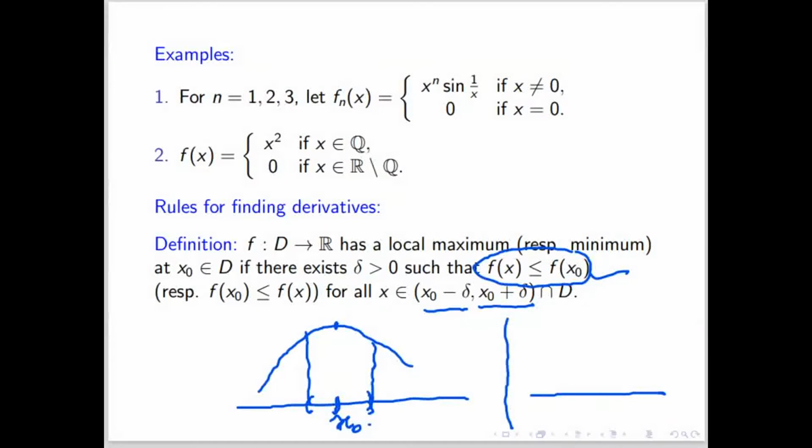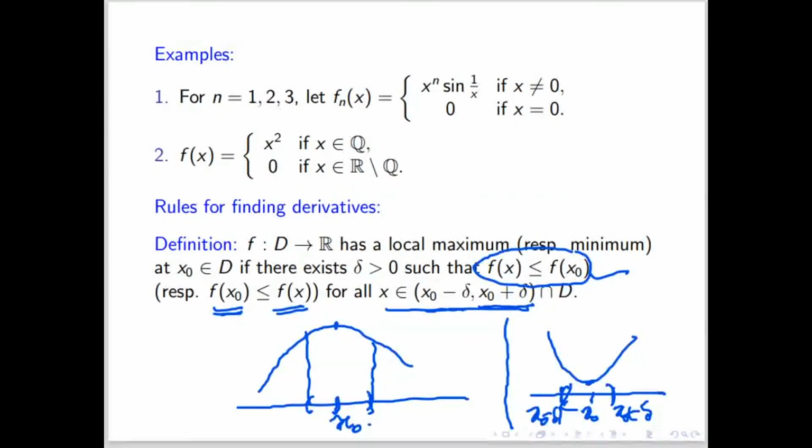Similarly for minima, if it is minima, something like this. This is the point x naught, then this is x naught plus delta, and this is x naught minus delta. In this domain, this value will be the minimum. That means f(x0) will be less than f(x) for all values in this domain. Then we will say that it is local minima.